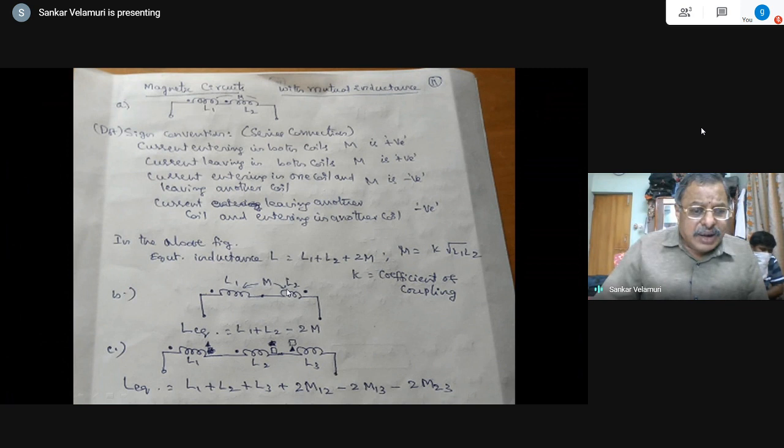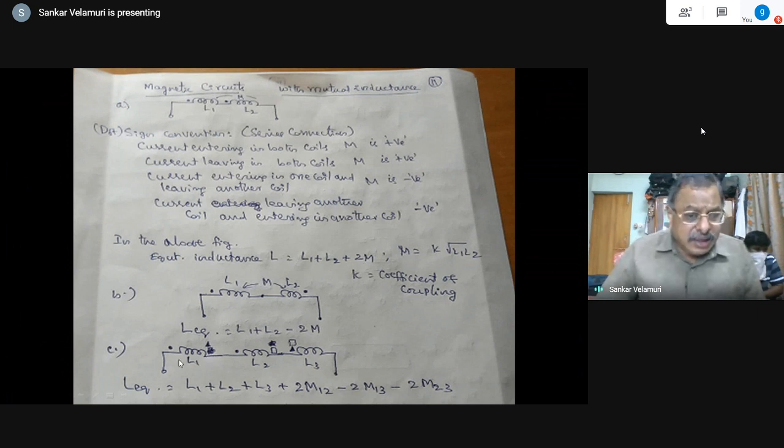So just L1 and L2 have been considered in the earlier case. With the sign convention, both entering or both leaving is taken as positive. Opposite, that is entering on one side and leaving on the other side, is taken as negative. So the equivalent inductance in series aiding will be L1 plus L2 plus 2M, and in series opposition it will be L1 plus L2 minus 2M. For the sake of continuity, I am just repeating the sentence because there was some interruption. Sorry for the inconvenience.